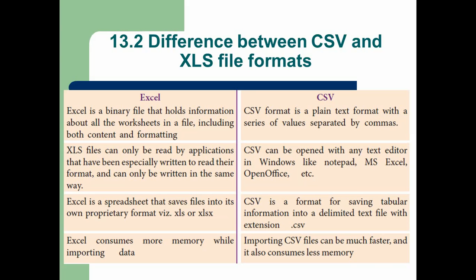Next, Excel is a spreadsheet that saves a file into its own proprietary format, where XLS and XLSX are the extensions of the file. But CSV is a format saving tabular information into a delimited text file. The CSV file extension is .csv, whereas the Excel file extension is .xls. The only difference is that in a CSV file we store the data and separate each field by a comma or any other delimiter, and each line is considered a record.